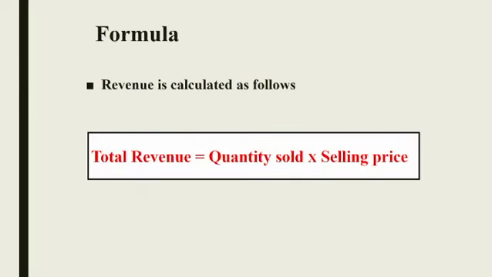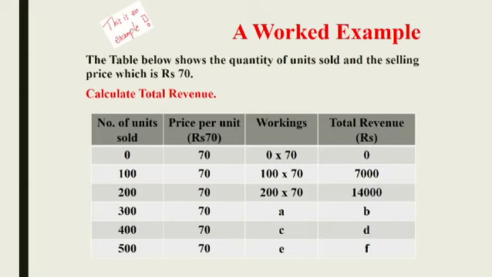The formula to calculate total revenue: Total revenue is equal to quantity sold multiplied by selling price. Here is an example of how to calculate total revenue. The table below shows the quantity of units sold and the selling price, which is 70 rupees.